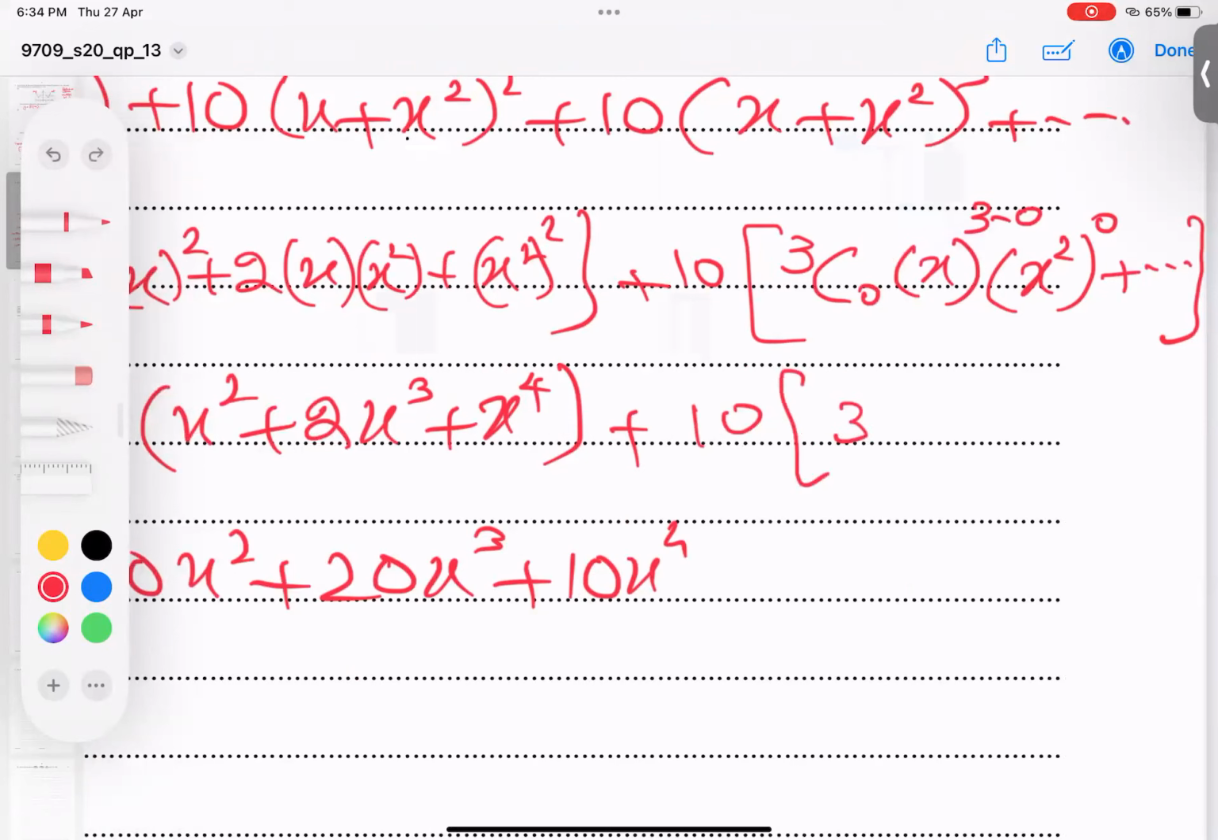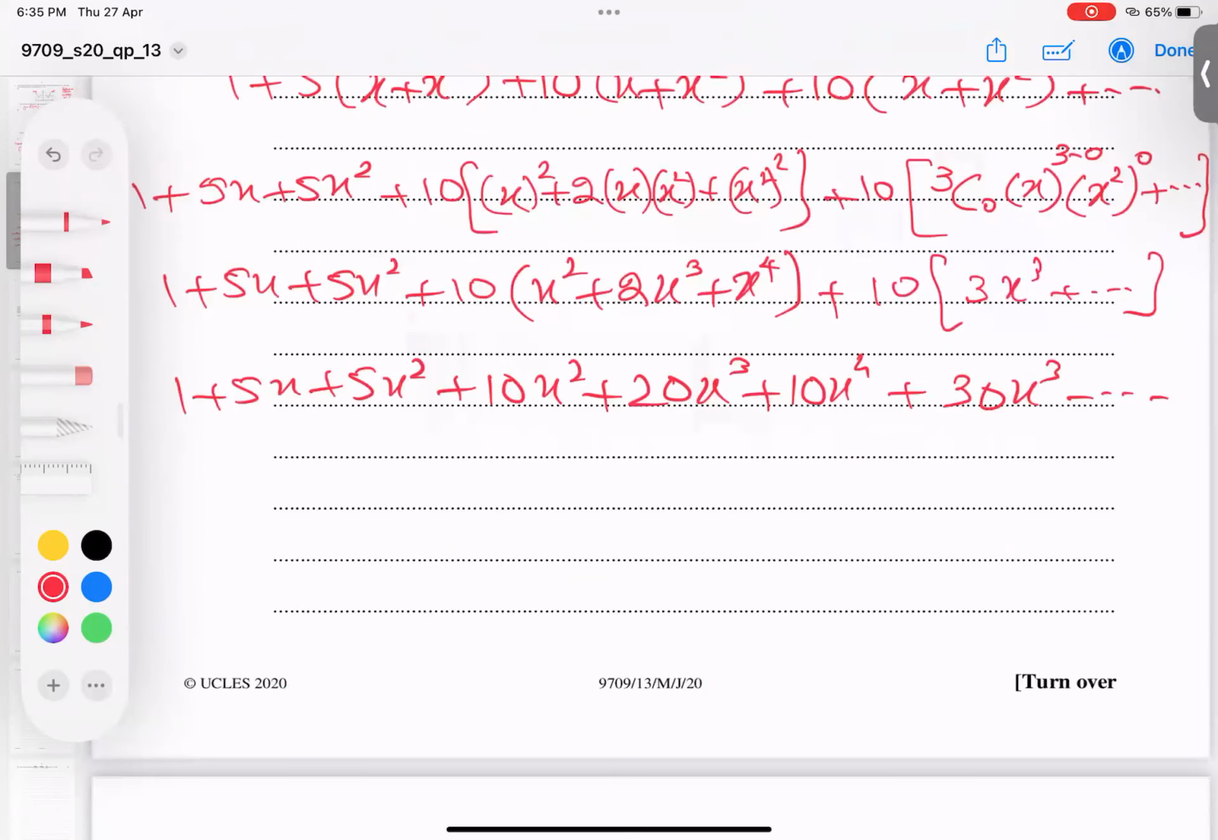3C0 becomes 1, x to power 3 comes from here, and something to power 0 is 1 here. So dot, dot, dot. Here I got x to power 3 dot. Now final answer: 1 plus 5x. And how many x square terms are coming? So 15x to power 2.